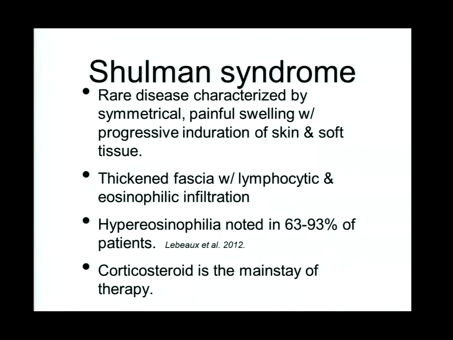Schulman syndrome, extremely rare. And these rare syndromes, when I say rare, they're quite rare. Most of these syndromes were defined in the 1970s, and from then till now, there's usually between 300 to 500 cases defined. But Schulman is a rare disease characterized by symmetrical painful swelling, thickened fascia with eosinophilic infiltration. So this is a fasciitis, and eosinophilia is noted in up to 93% of these patients.